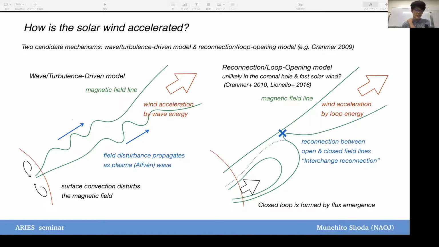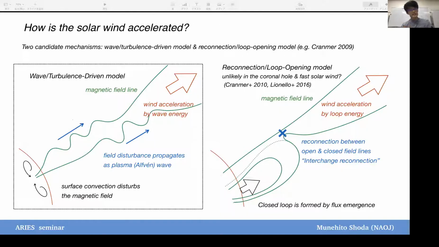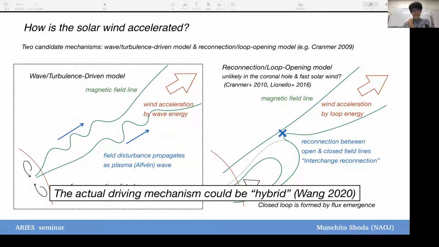It is theoretically indicated that the reconnection loop opening model is not likely in the coronal hole and fast solar wind, but we need to bear in mind that the reconnection loop opening model is highly probable for the acceleration of the slow solar wind. But anyway, in today's talk, I will focus on the wave turbulence-driven model. But again, the actual driving mechanism of the solar wind could be a kind of hybrid acceleration. So both processes should work in the actual solar wind, but I will be focusing on the wave turbulence-driven scenario in the following presentation.